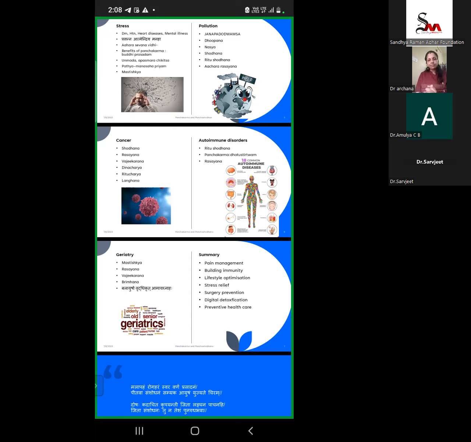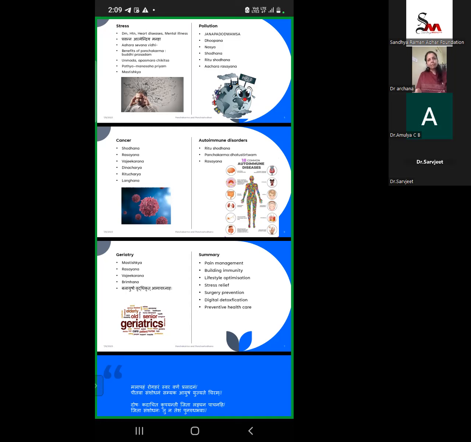So basically, how are we going to implement Panchakarma? Through Vamana, Virechana, Basti, Nasya, etc., and also Rakta Mokshana. We are going to manage the pain, build immunity, and improve their lifestyle, through Achara Rasayana, Sadvritta and also Rutu Shodhana, etc. We are optimizing their lifestyle, and there will be stress relief. As we know, Buddhi Prasadam gives clarity in the mind.